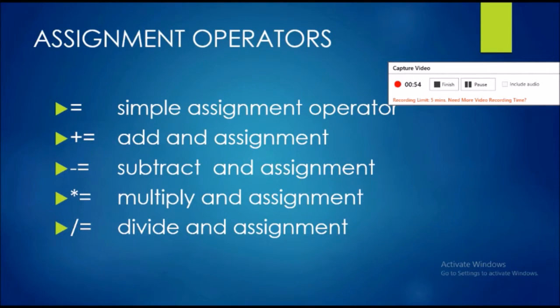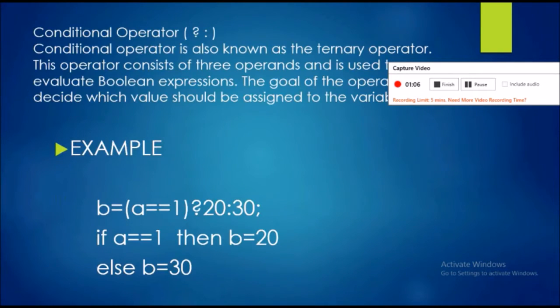Going to assignment operators, these are the five basic types of assignment operators we are going to use in our Java program. Apart from these primary operators, we have the ternary operator, the conditional operator, which is used in Java programs. This operator consists of three operands and is used to evaluate Boolean expressions. You might have heard about Boolean expressions in programming. It is used for initializing, swapping two values and so on.